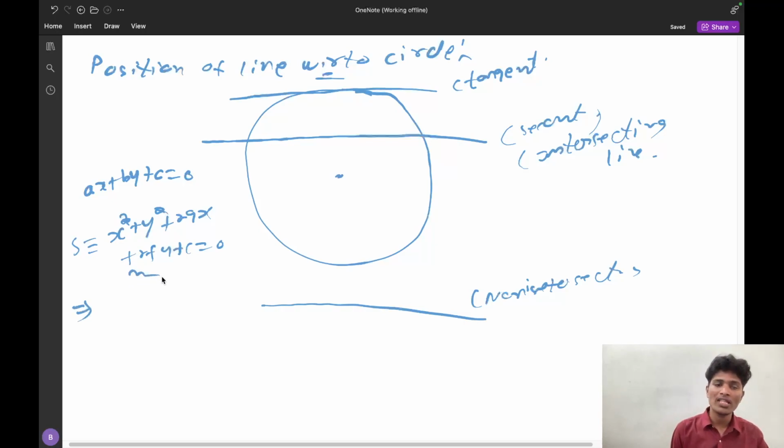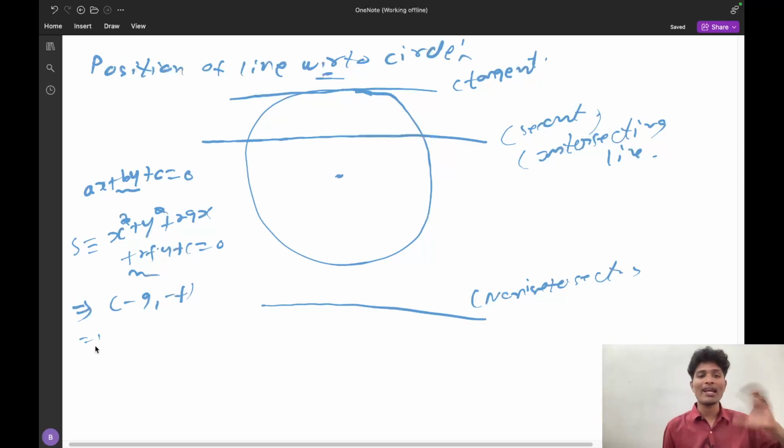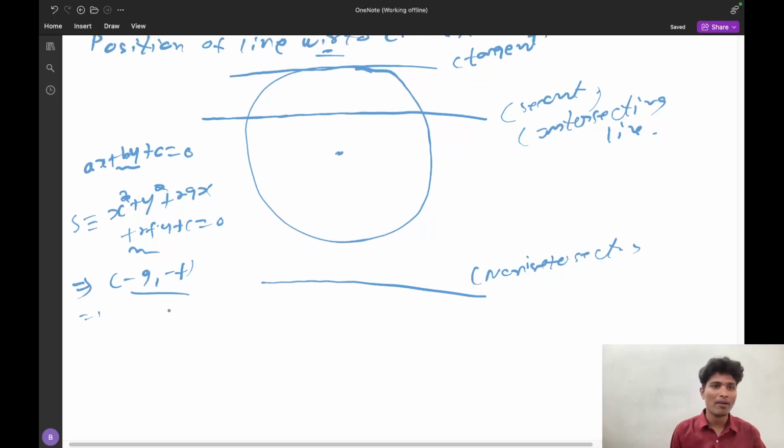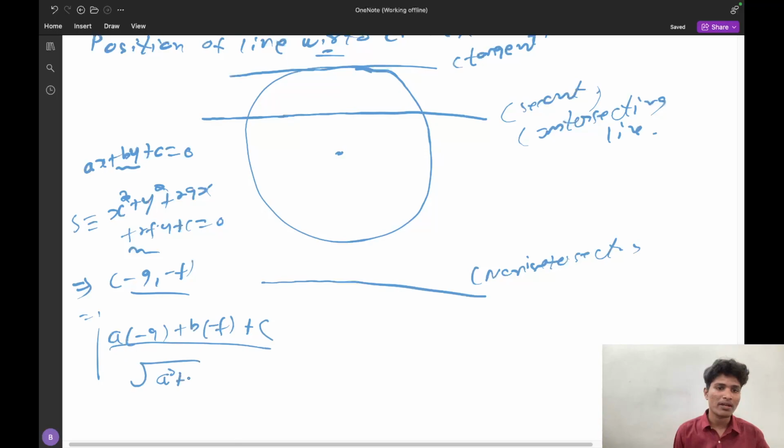Now, with respect to this circle and this line, we have to discuss. And for this, what is the center? That is minus g comma minus f. And I already said how to find the distance between a line and a point. Suppose the point is minus g comma minus f. I want to find the distance from the line ax plus by plus c. What I have to do is just substitute: a times minus g plus b times minus f plus c, divided by root of a square plus b square. Yes, this is the distance from the line.